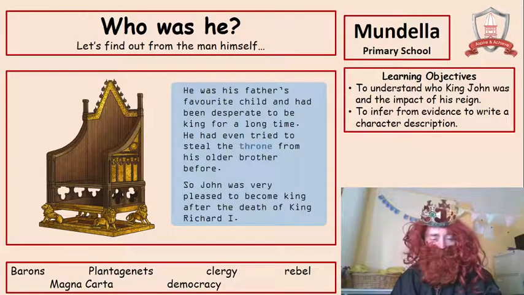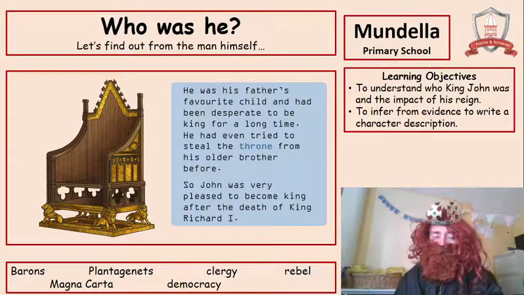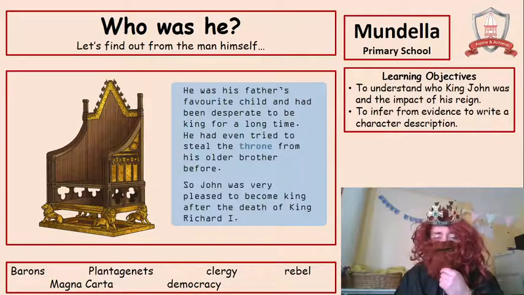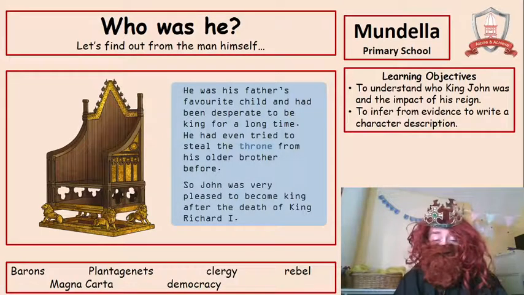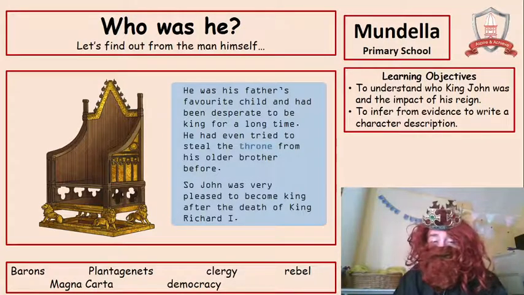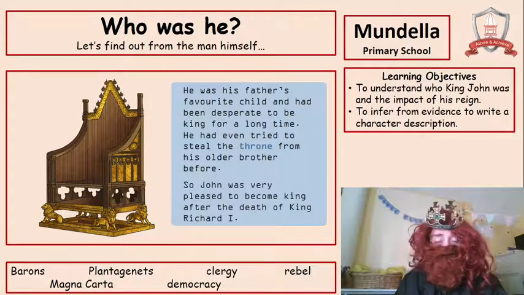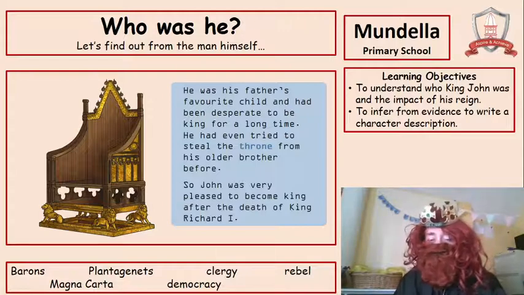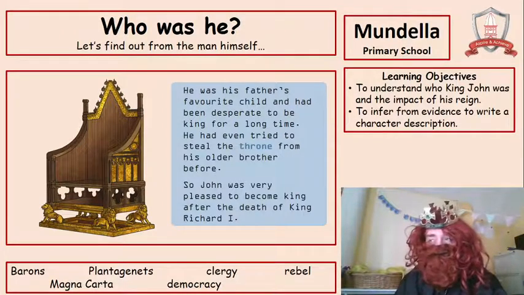Hello. My name is King John, and I am the brother of King Richard I. And I've taken over as king now, and what I say goes. So you'd better stay on my good side, otherwise you'll be in lots of trouble. Now, I was my father's favourite child, obviously, and I'd been desperate to be king for a long time. It's very true, I should have been king all along. They all loved my brother, but I don't know why. They called him Lionheart, but I was the one, really.